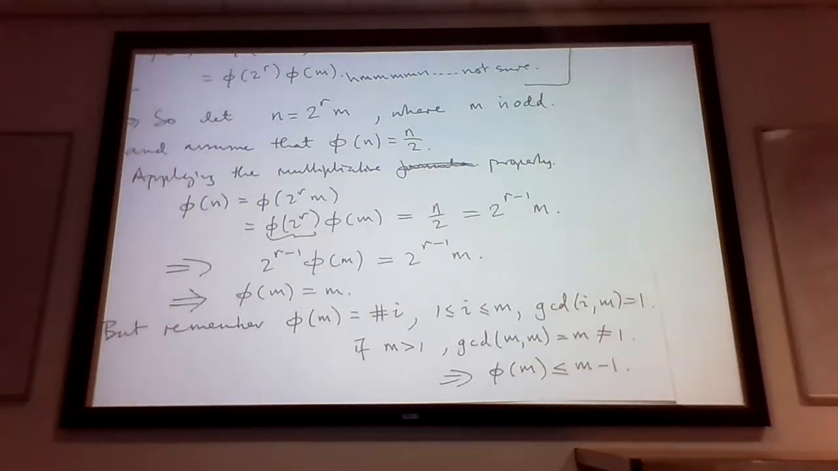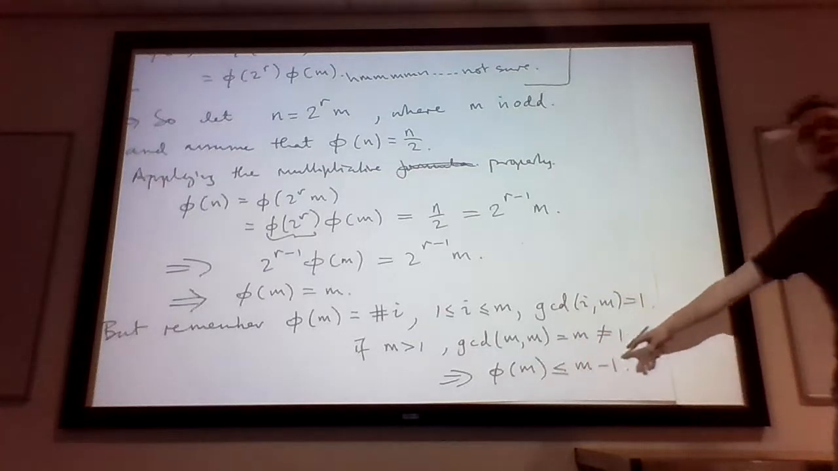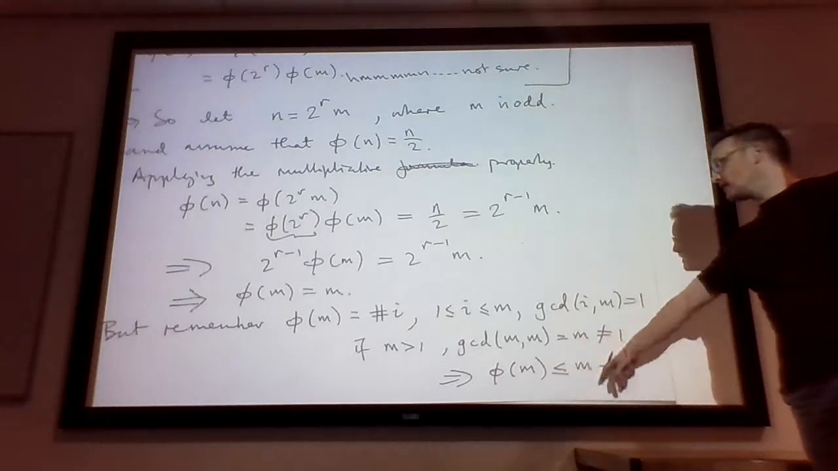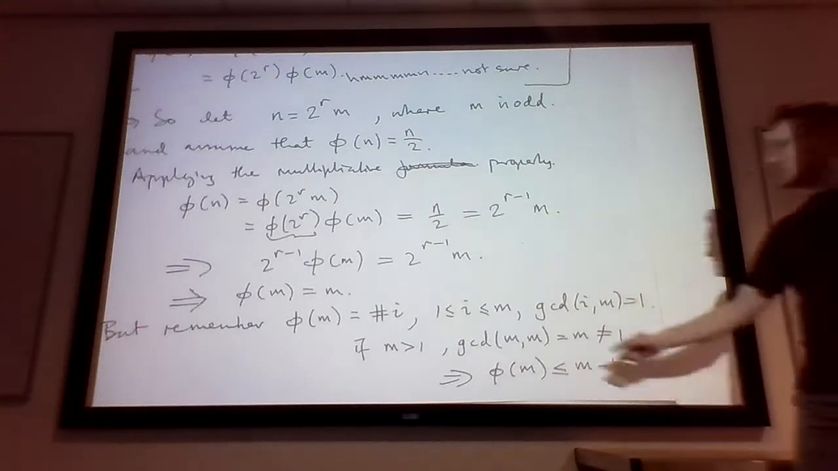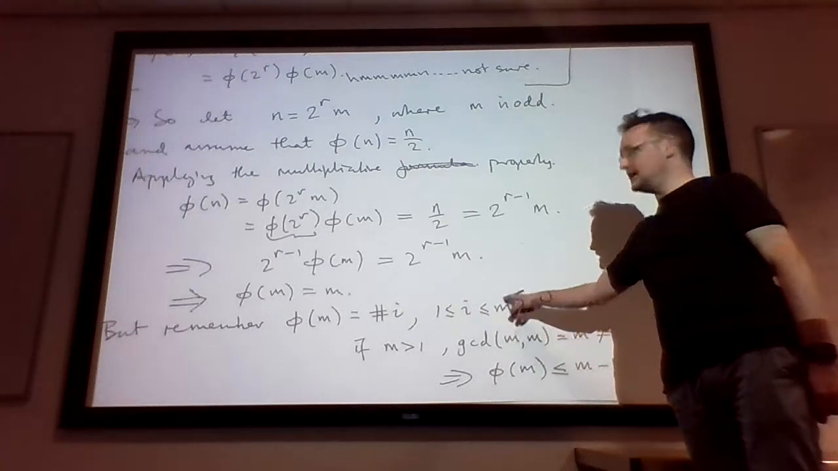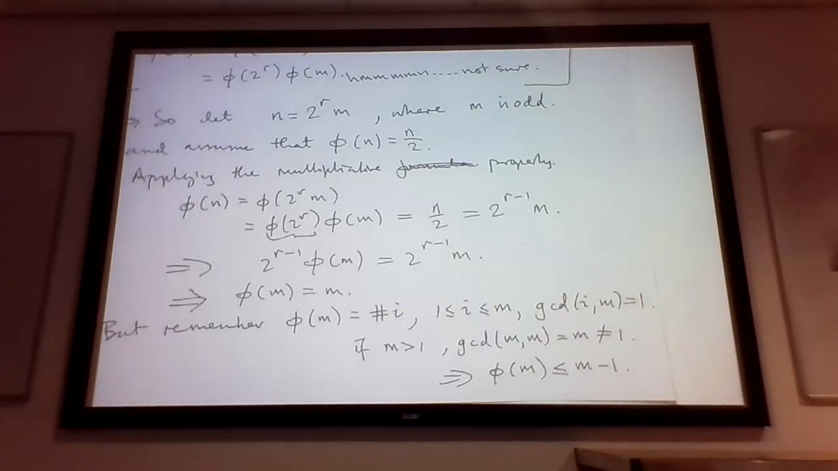If someone asks you what are the special numbers in number theory, there's only one answer to that question: the primes. The prime numbers are the only numbers that achieve this maximum. phi of p is p minus 1, because everything strictly less than p is going to be co-prime to p, because p doesn't have any other factors apart from itself and 1.